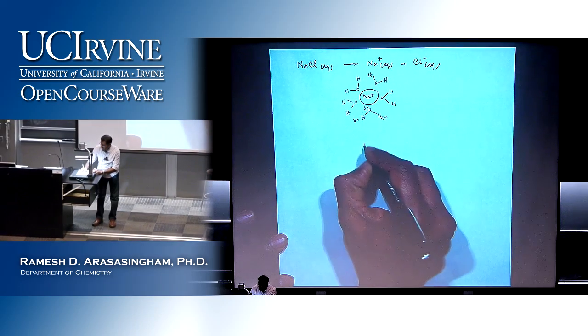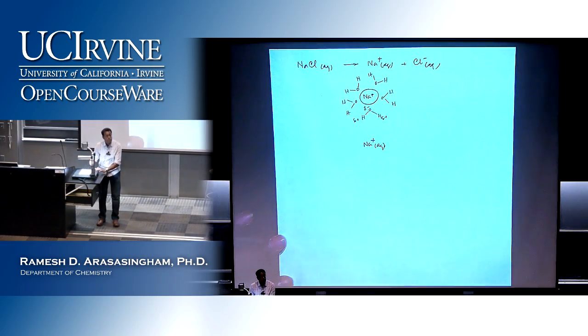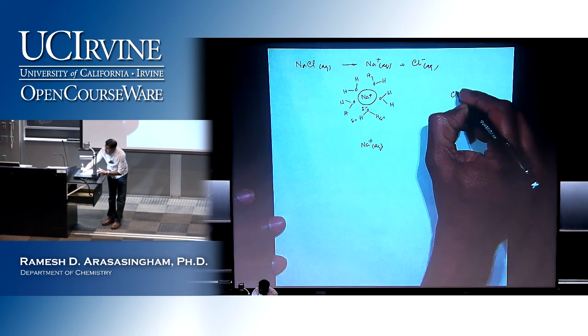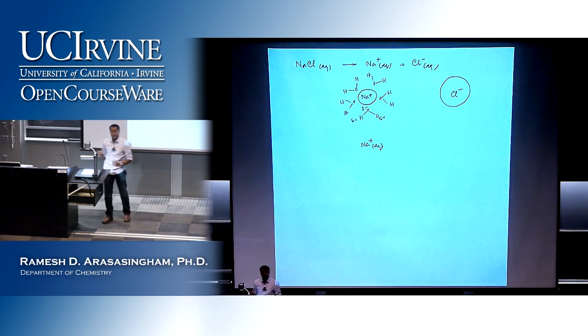This structure is represented as Na plus aqueous. So within parentheses, when we say it's aqueous, it means that it's surrounded by water molecules. Likewise, you have Cl minus. Now Cl minus is bigger size-wise, and it's negatively charged.